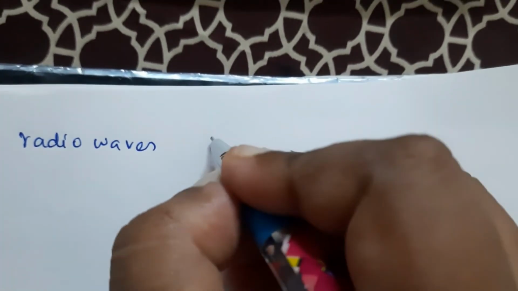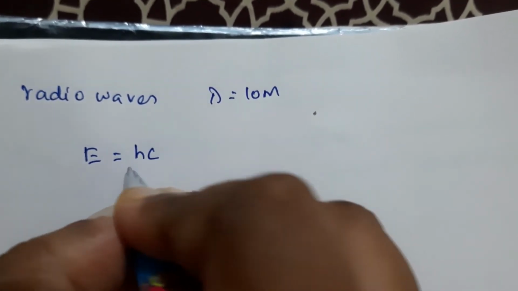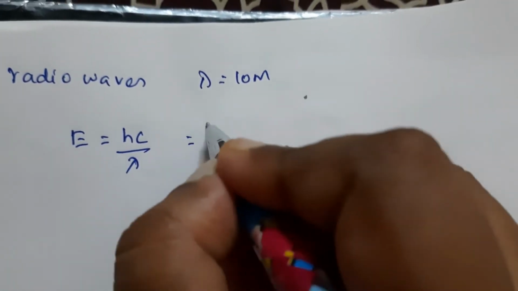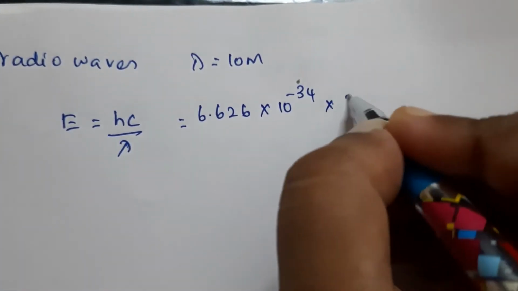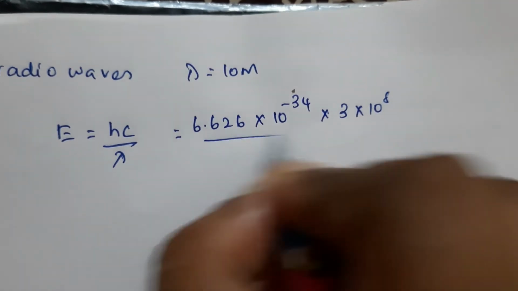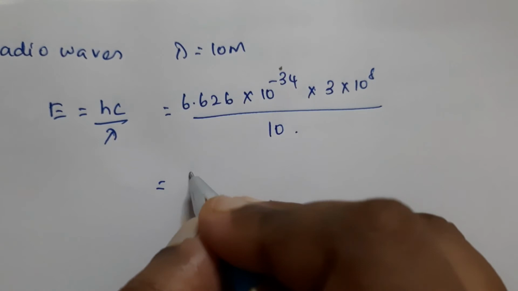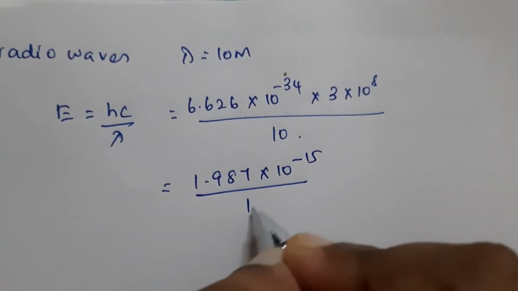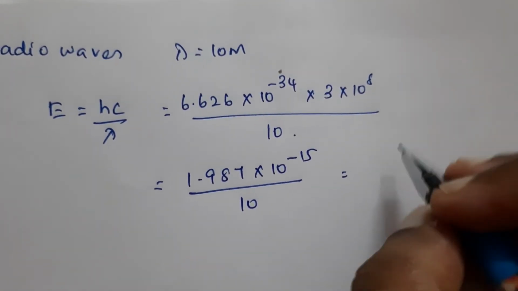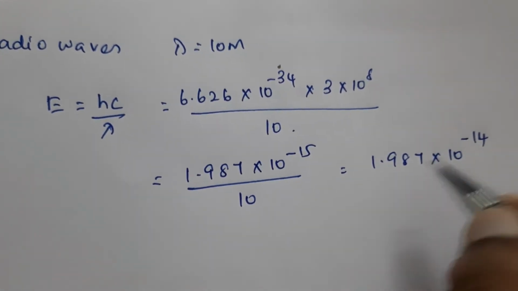Radio waves. The third one is radio waves. The wavelength is given as 10 meter. So we have to find out the energy. E is equal to hc by lambda. So it is 6.626 into 10 raised to minus 34 into 3 into 10 raised to 8 divided by 10. So what will you get here is 1.987 into 10 raised to minus 15 divided by 10, which is 1.987 into 10 raised to minus 14.